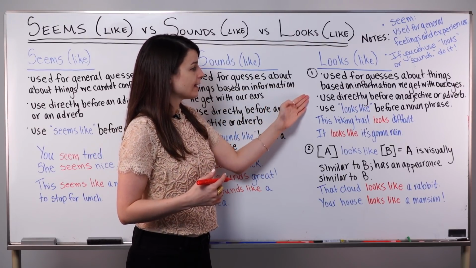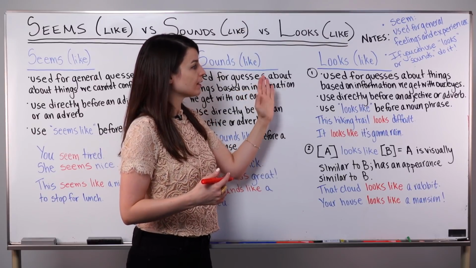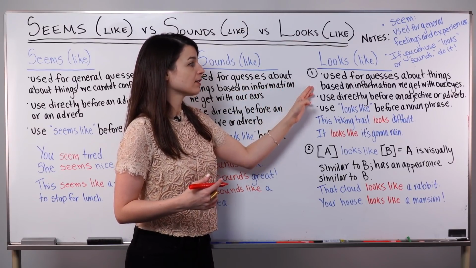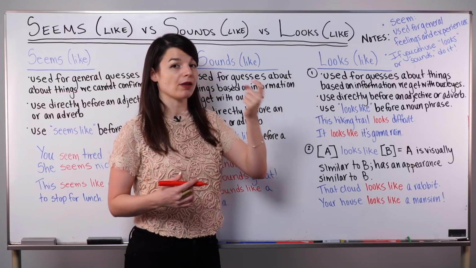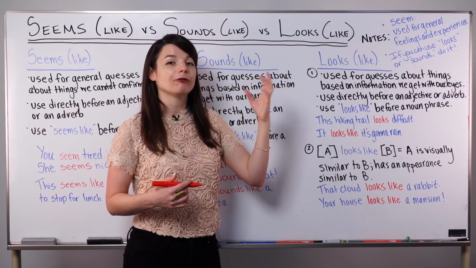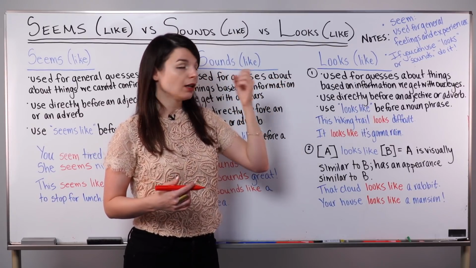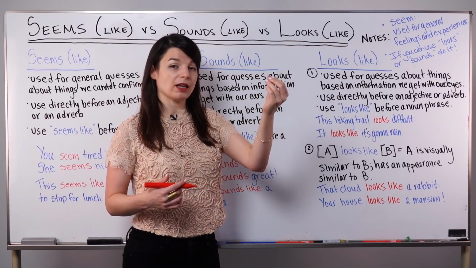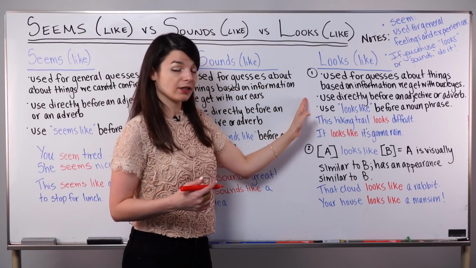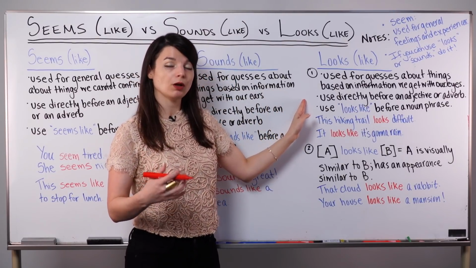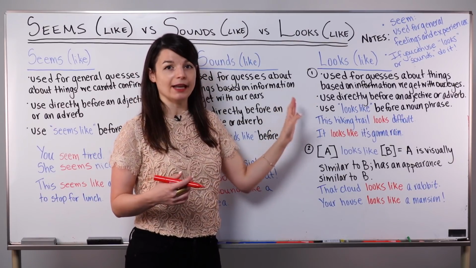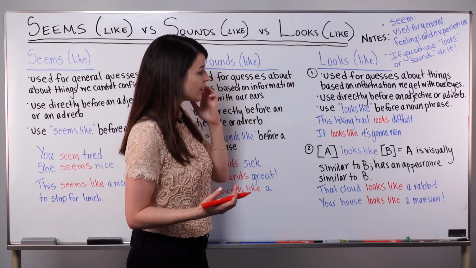First, in the same way as we use the other two words, we can use looks for guesses about things based on information we get with our eyes. So sounds is specifically for information we get with our ears. Looks is used for information we get with our eyes. So again, we use this before an adjective or an adverb, just look or looks, and we use looks like before a noun phrase. Some examples of this.